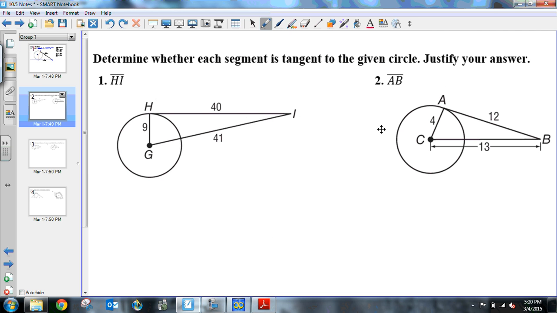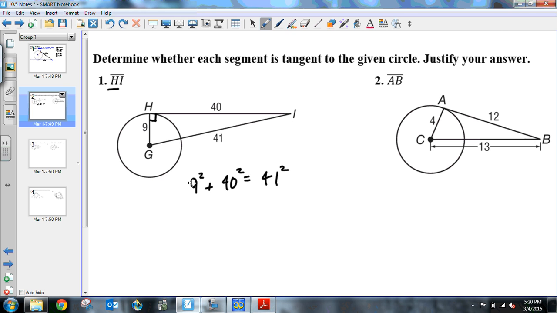So the first couple problems say, determine whether each segment is tangent to the given circle. Justify your answer. So we want to know if HI is tangent to circle G. Well, if it is tangent, then I know that the radius and the tangent line make a right angle, thus creating a right triangle. And right triangles have that same property that our dear friend Pythagoras is so well known for: if I take 9 squared plus 40 squared, then it's going to give me the hypotenuse squared.